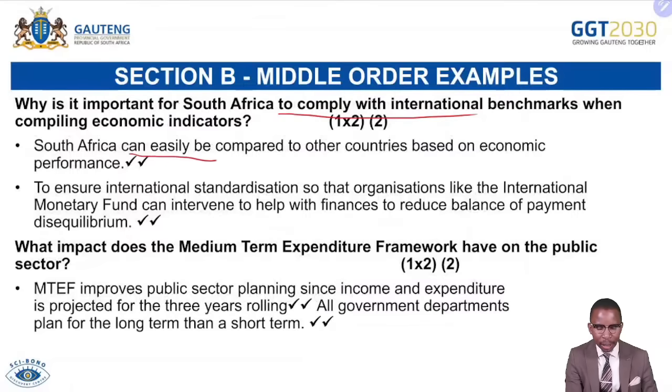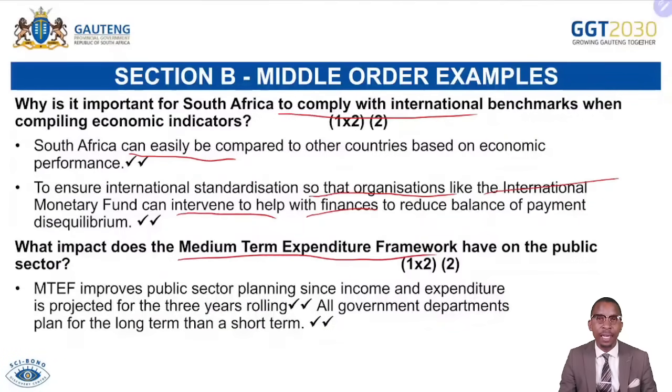So South Africa can easily be compared to other countries based on economic performance. So we need to comply so that we can easily be compared to other world countries when they compile indicators. We are talking about having to adhere to regulations by the International Monetary Fund, World Bank, as well as the United Nations, to ensure international standardization so that organizations like the IMF can intervene to help with the finances to reduce BOP disequilibrium.